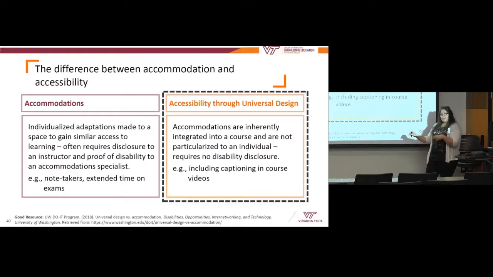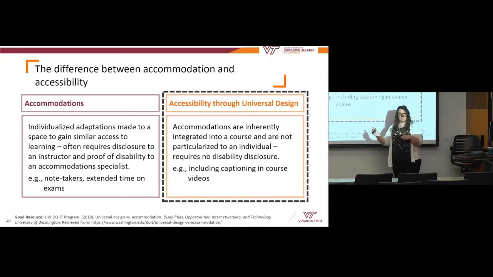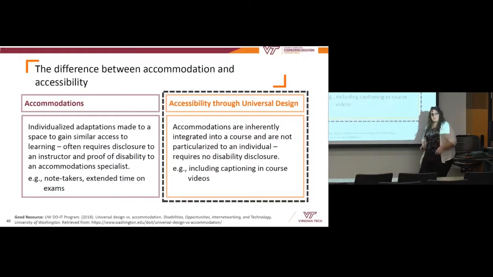At the bottom, I have a resource that you guys can visit. University of Washington has the DO-IT program, and I can send you resources and things from the presentation to Natalia if you want access to it. We'll make that happen.